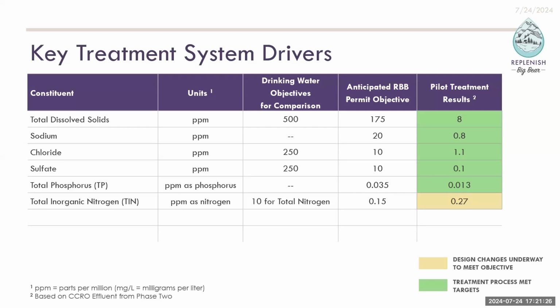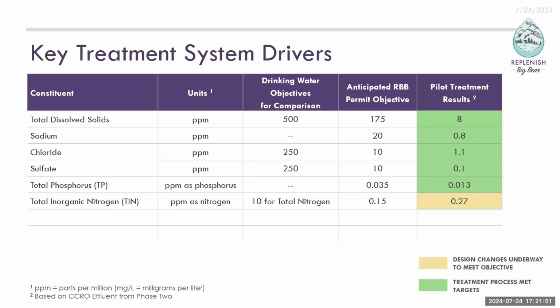ppm is nitrogen, again, same approach as phosphorus. We have to quantify it on a nitrogen basis since there are several different forms that come in. Total inorganic nitrogen is ammonia, nitrate, and nitrite. I won't get into the details there, but just for context, the subset of what it includes. Drinking water objective comparison is 10 ppm for total nitrogen.